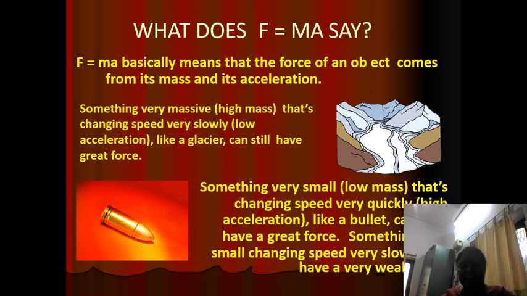Because F is equal to m into a, though its mass is small, its acceleration is very high. Because the acceleration is high, the force applied by the small bullet is very high, hence it contains a heavy or high force. Something very small, whose mass is very low, but changing speed very quickly, contains high acceleration. Like a bullet, it can still have a great force.